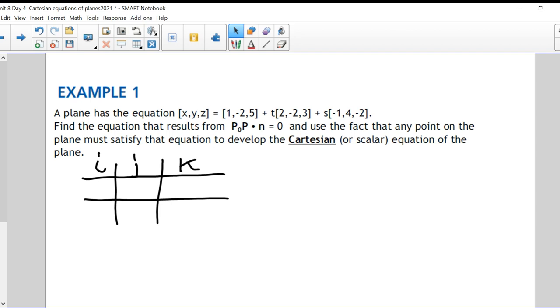So these are two direction vectors, 2, -2, 3, and -1, 4, -2. So those are my two direction vectors. And I'm going to go ahead now and see if I can find my normal for that plane. Okay, that's what I'm going to see if I can do. And you can tell me whether you're getting the same answer that I'm getting.